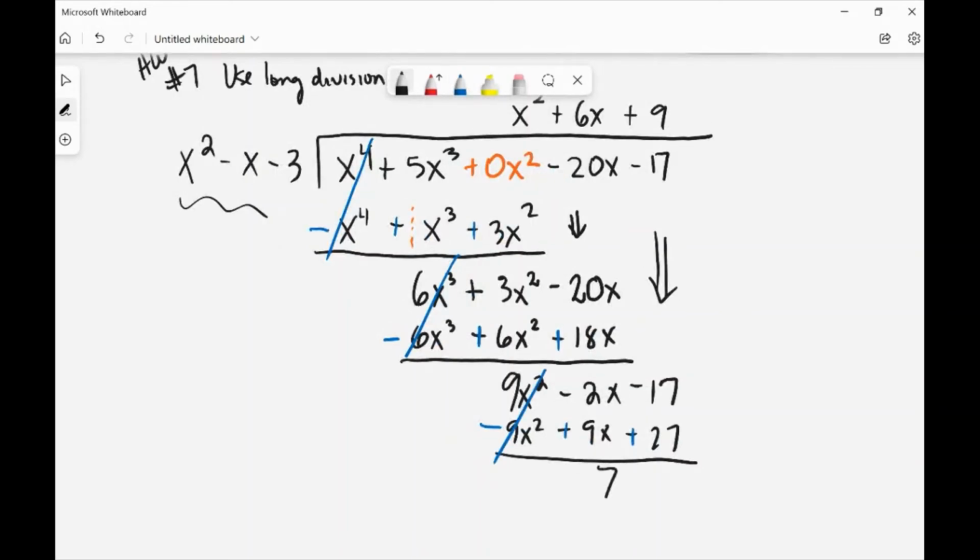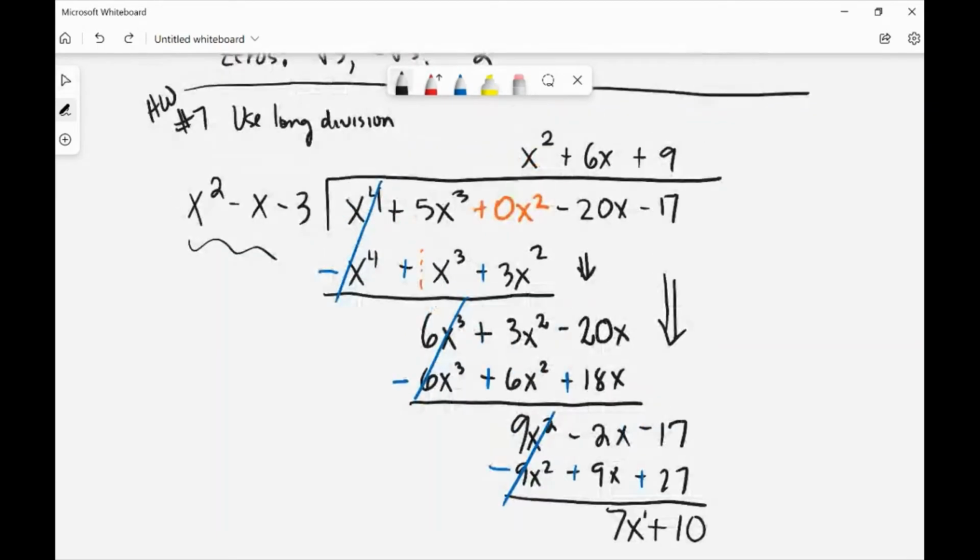What do we get now? 7x plus 10. Very nice. Notice that this degree right here is lower than this one, so we know that's our remainder. We can't keep going. So this would be plus 7x plus 10 over x squared minus x minus 3. That's one way you could write the answer. I don't know how they ask you to write it, but that's one way.